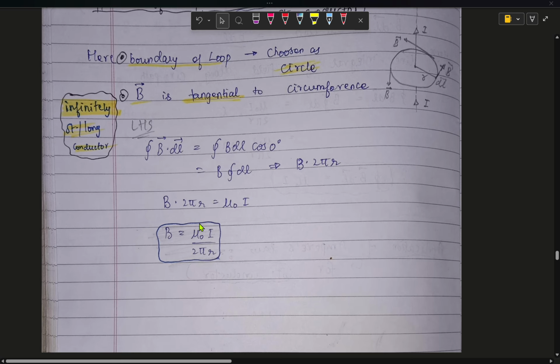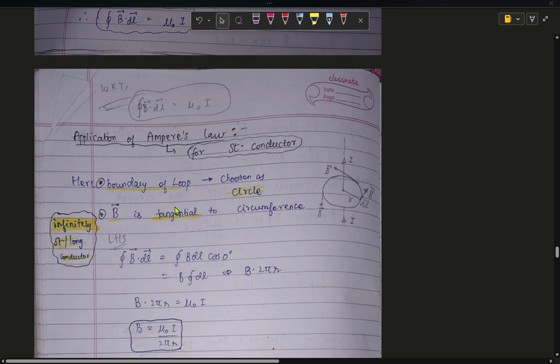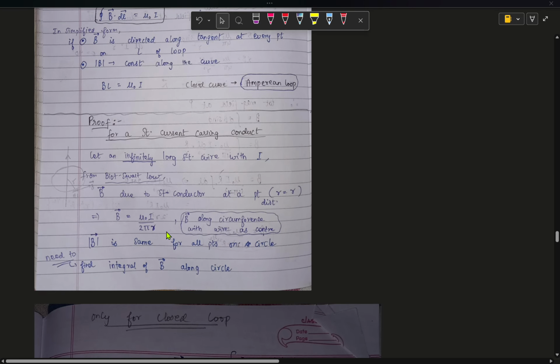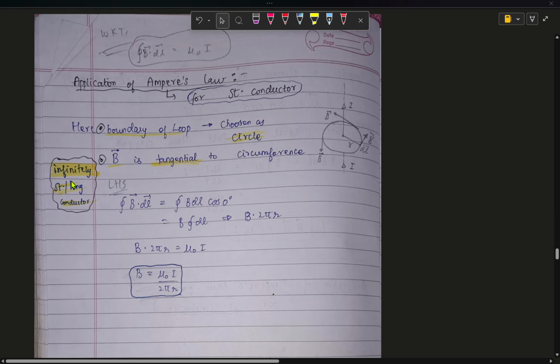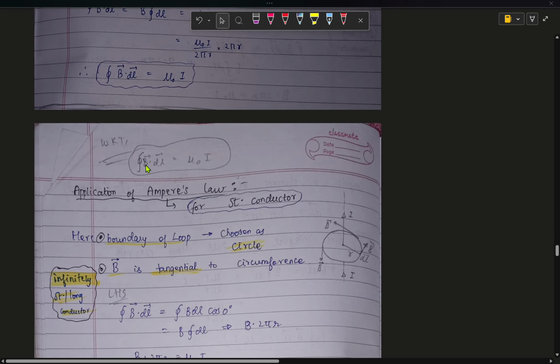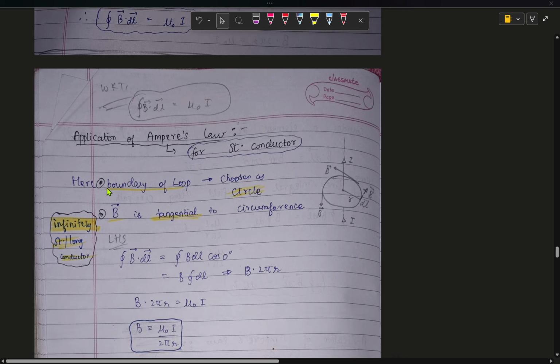Next, application of Ampere's law. See, this formula can be derived from the Biot-Savart law, and also from Ampere's law. What does Ampere's law state? The line integral of B dl is equal to mu naught times I. Here, the boundary of the loop is chosen as a circle. The loop is a circle. B is tangential to the circumference. The magnetic field is always tangential to the loop. Current is flowing in this direction. It's an infinite straight conductor.